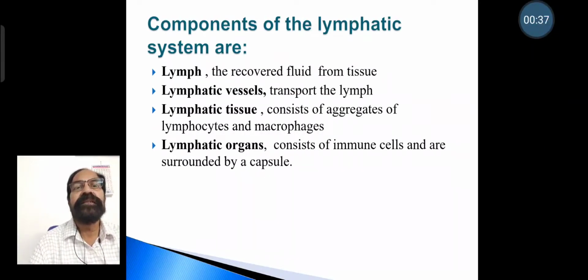Components of the lymphatic system are lymph, which is the recovered fluid from the tissue; lymphatic vessels, which transport the lymph; lymphatic tissue, which consists of aggregates of lymphocytes and macrophages; and lymphatic organs, which consist of immune cells and are surrounded by a capsule.